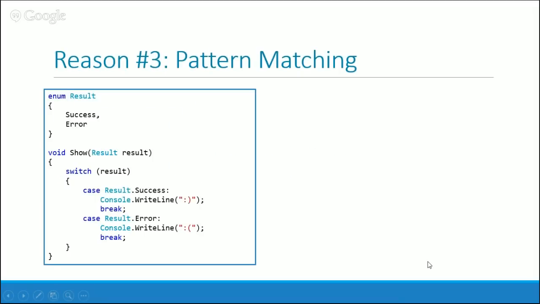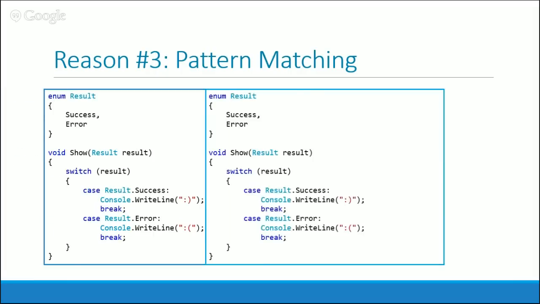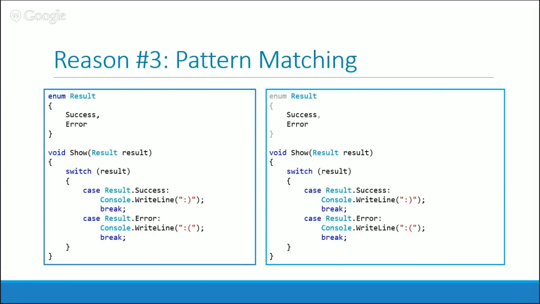Okay, so the third reason was pattern matching. And here we had C# code, and we have an enum that has two different values there, and we have a method that will print a happy face or a sad face. And the same code in F# would look like this.